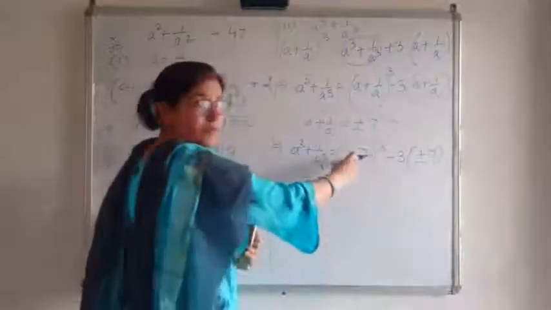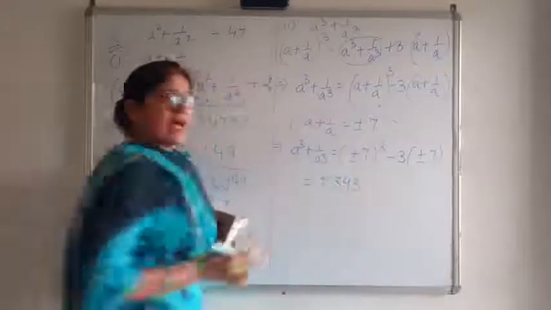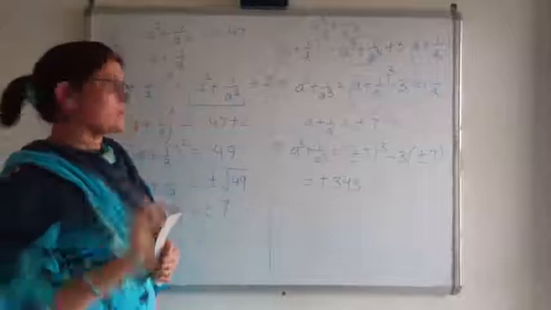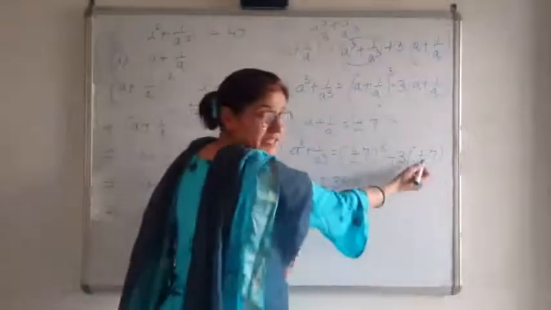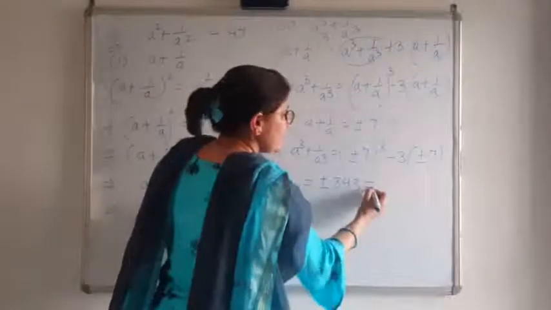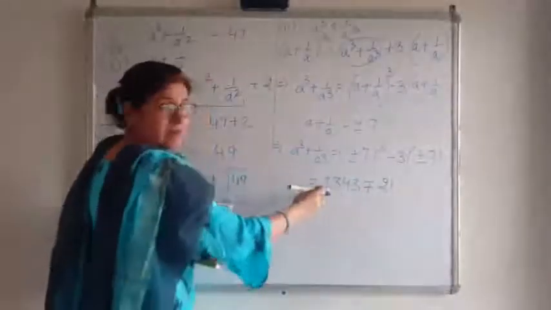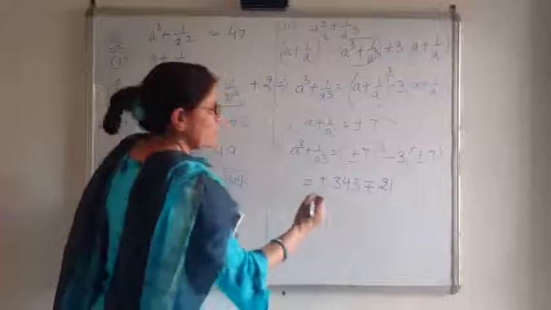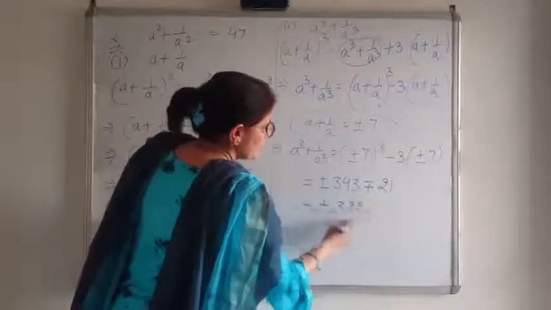When we take the cube of plus 7, we get 343, plus. And when we take the cube of any minus term, what will come? Minus. Now here this minus will multiply with plus, we get minus. Minus multiplied with minus, we get plus. 3 sevens are 21. Here you can see the signs are opposite, so we subtract them and the answer will come 322.